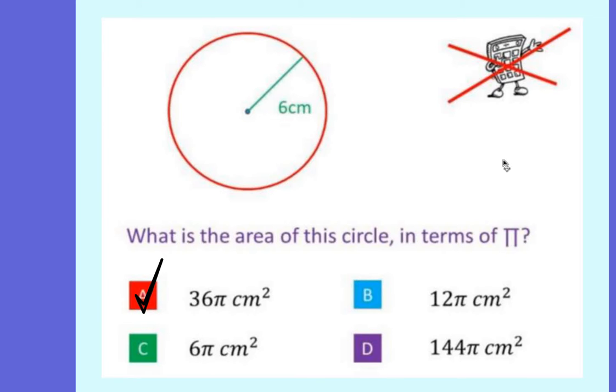For question number 1, the area of the circle is given by pi r squared. We know the radius is 6, so r squared is 36. So the area is going to be 36 pi.